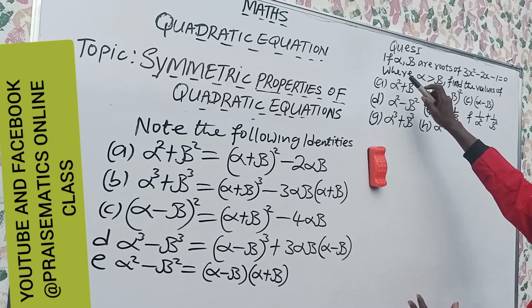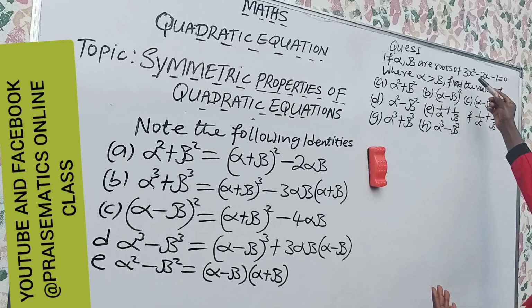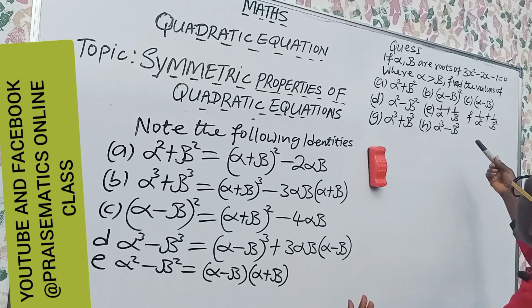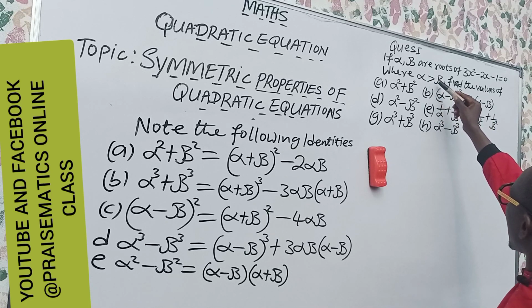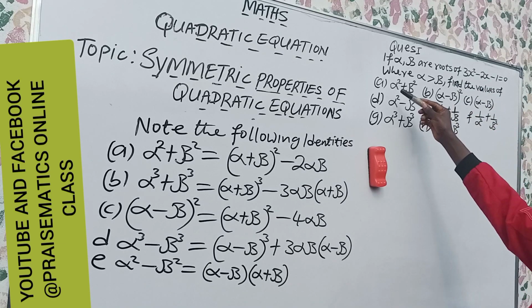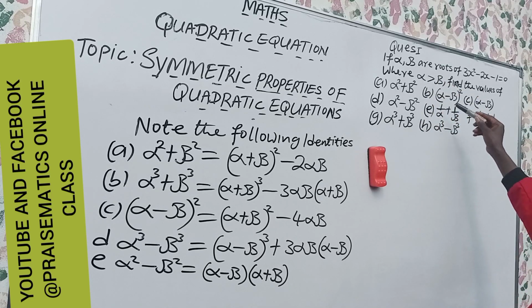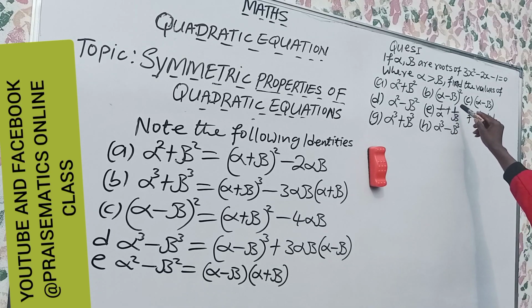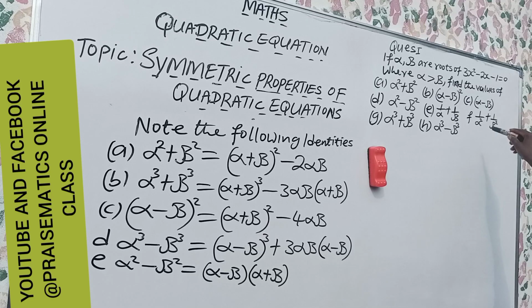So look at the question. The question says if alpha, beta are the roots of 3x squared minus 2x minus 1 equal to 0, where alpha is greater than beta, find the value of A, alpha square plus beta square. B, alpha minus beta all squared. C, alpha minus beta. D, alpha square minus beta square. E, 1 over alpha plus 1 over beta. F, 1 over alpha squared plus 1 over beta square.